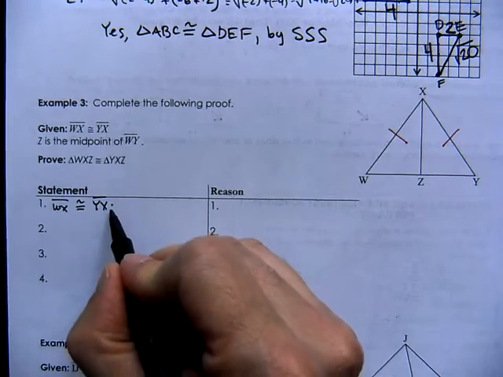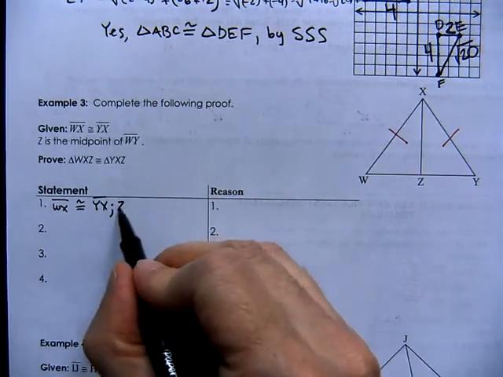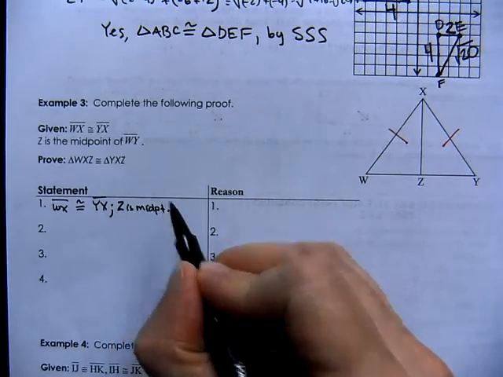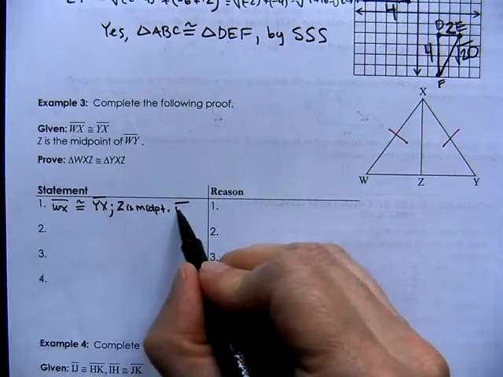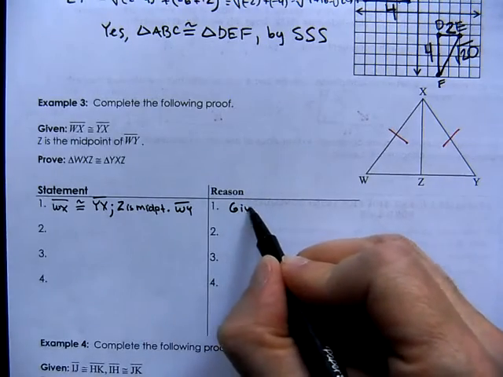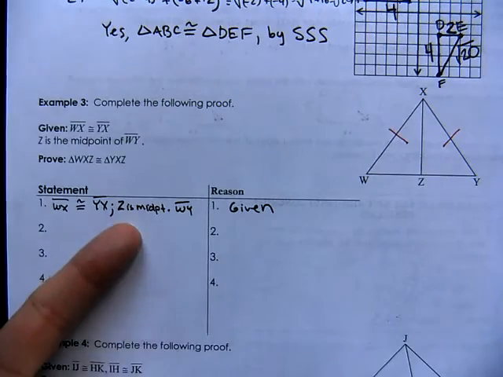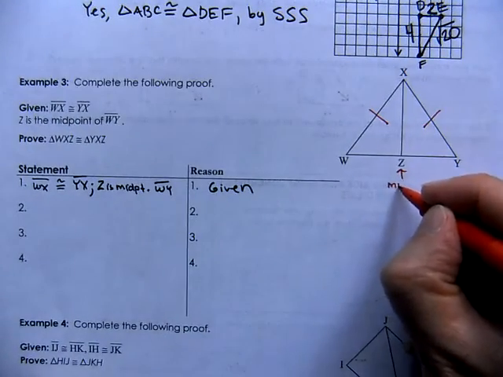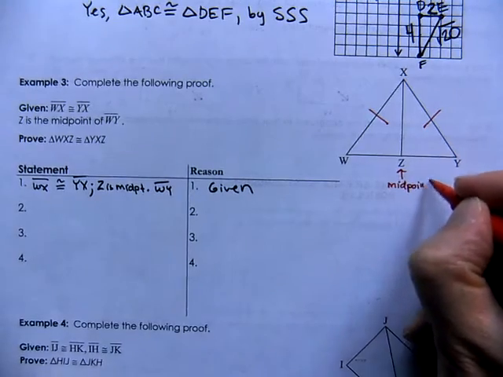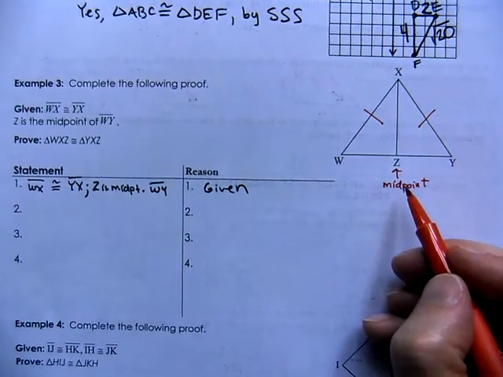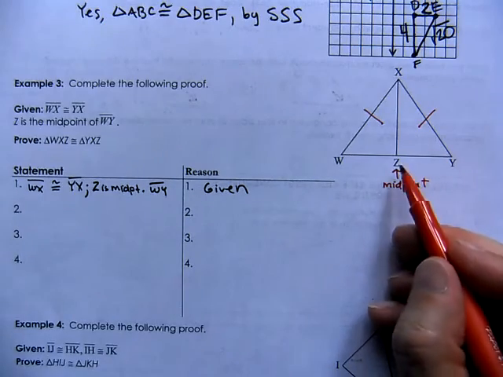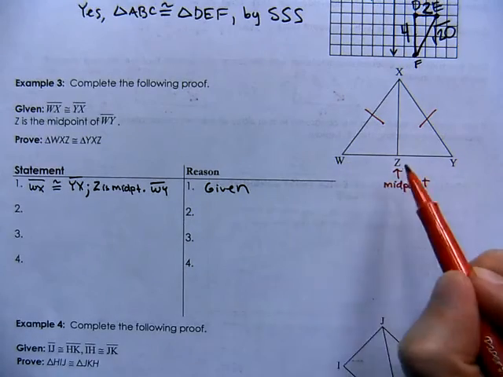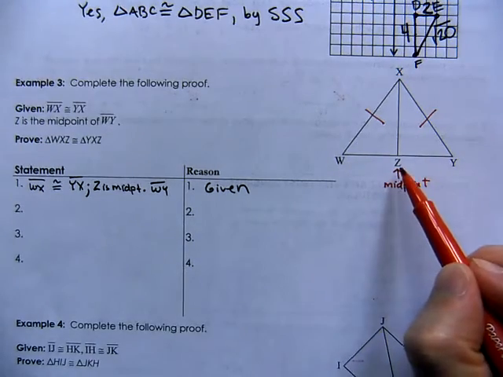We're also told that Z is the midpoint of segment WY. So if I'm going to mark that, I'm just going to make a note saying, hey, there's point Z, and I know it's a midpoint. So that's all we have been given. But we've studied midpoints in the past. What does the midpoint do to segment WY? It cuts it in half, because the midpoint is in the middle.